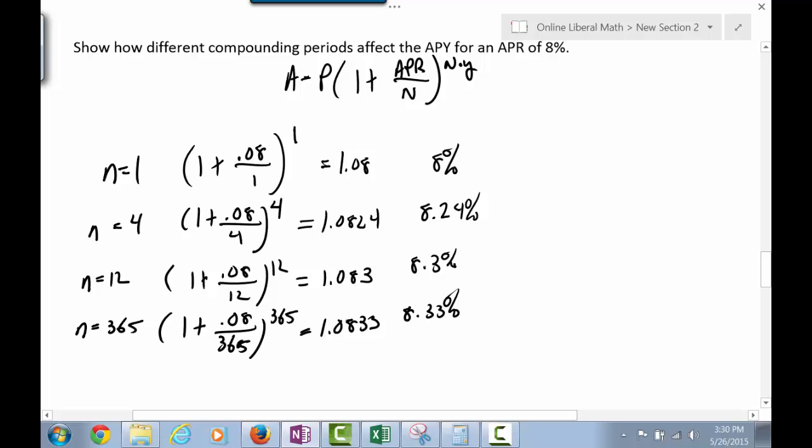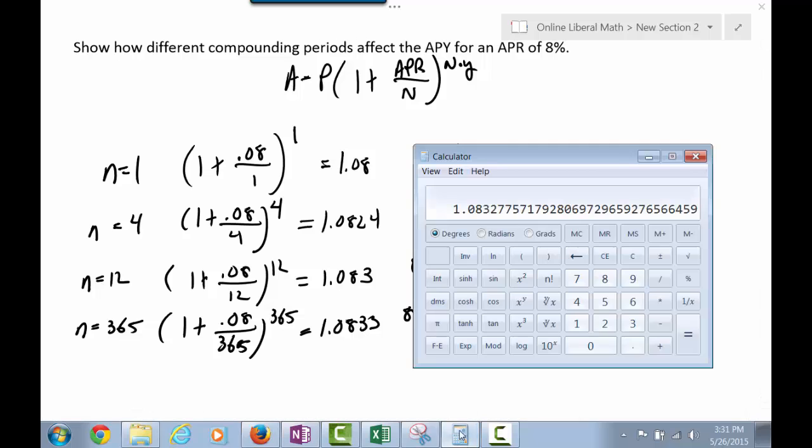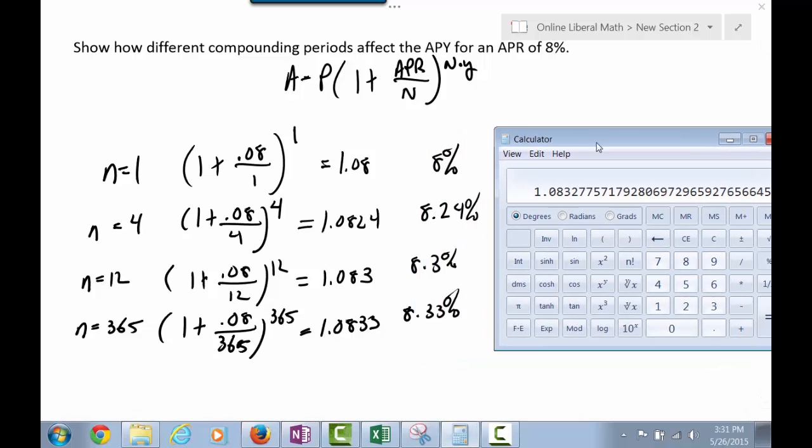So you're probably thinking, as we keep getting n bigger and bigger, will our percents increase? And the answer is, it's going to start to slow down after a while. We're about 8.33, and keep in mind I did round that. So even as we increase that, we're not going to get too much higher than that.